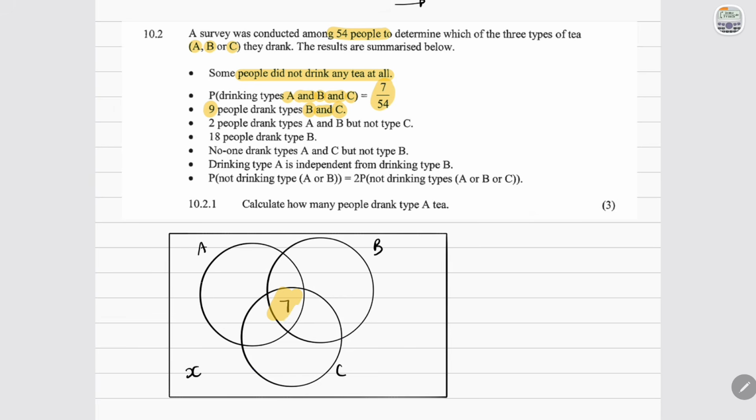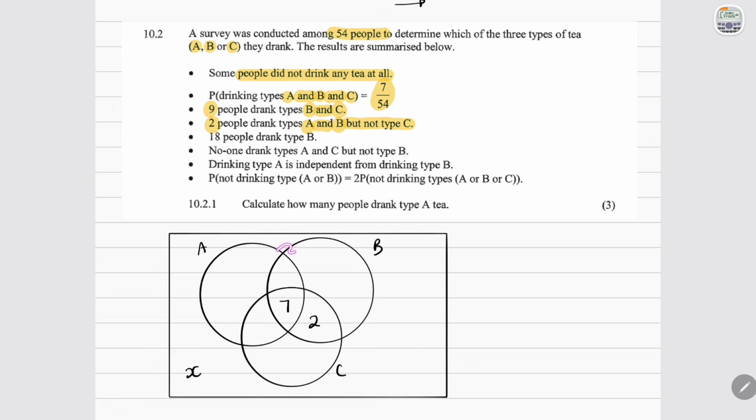So that would be a total of 9 people who drank this, but you already know that 7 people drank all tea types. Because this needs to add up to a total of 9, you're just going to say 9 minus 7. Then 2 people here drank tea types B and C, but not A. So that would be the 2 that we have here, for the intersection of B and C, excluding A. And then they tell us that 2 people drank types A and B, but not C.